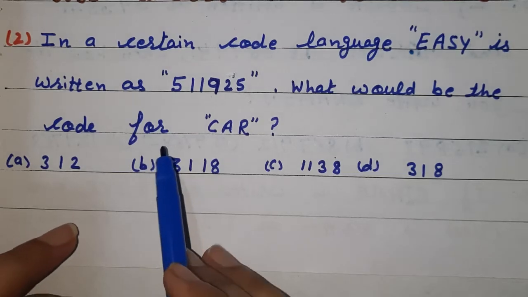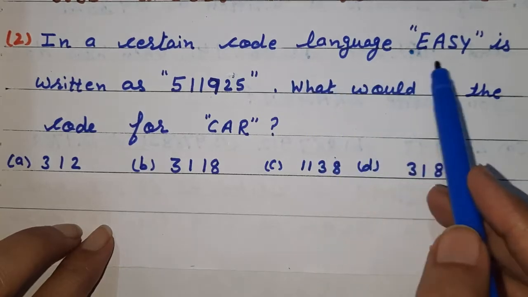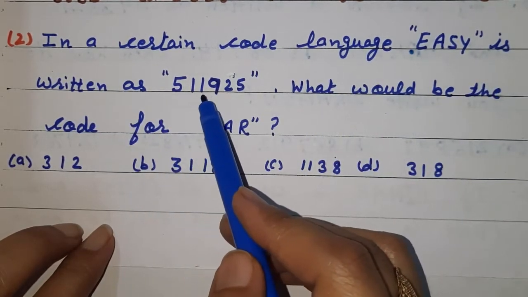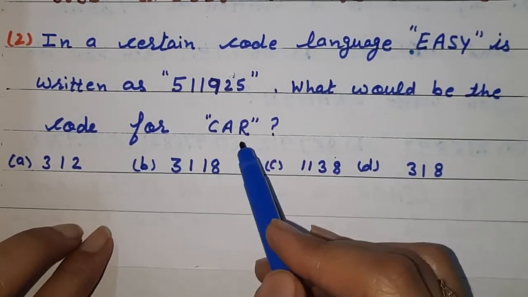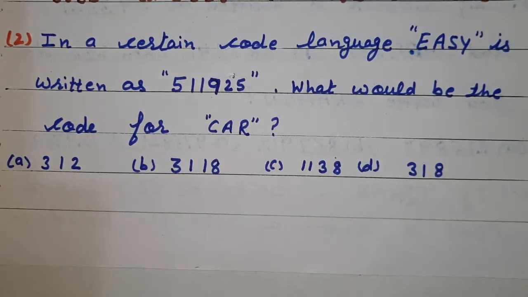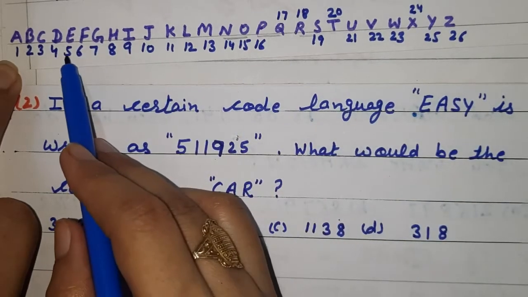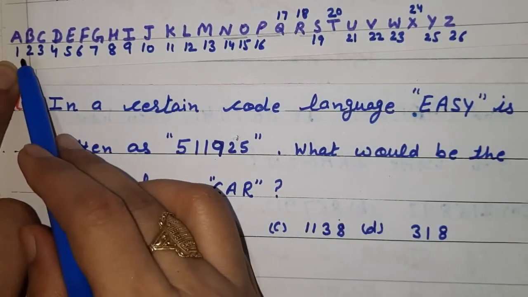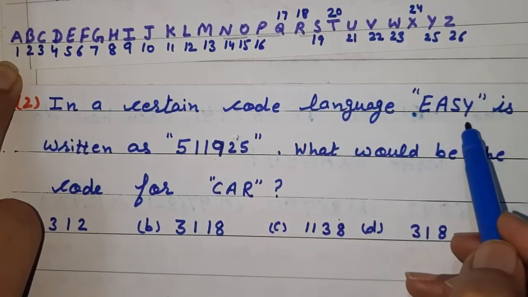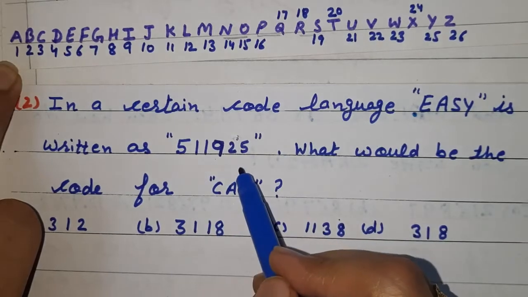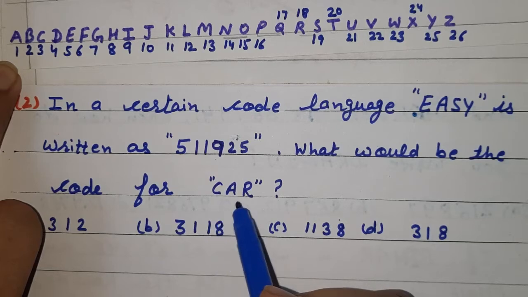Now look here. The second example. In a certain code language, easy is written as 511925. What would be the code for car? Now let's see how the arrangement is given. Look here. E, 5, A, 1, S, 19, Y, 25. Got it? Now we have to find out the answer for car.